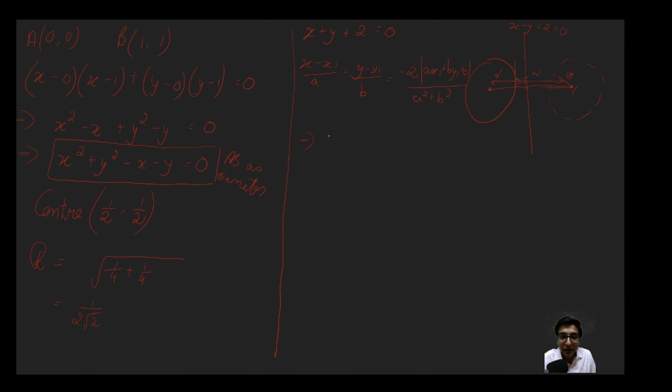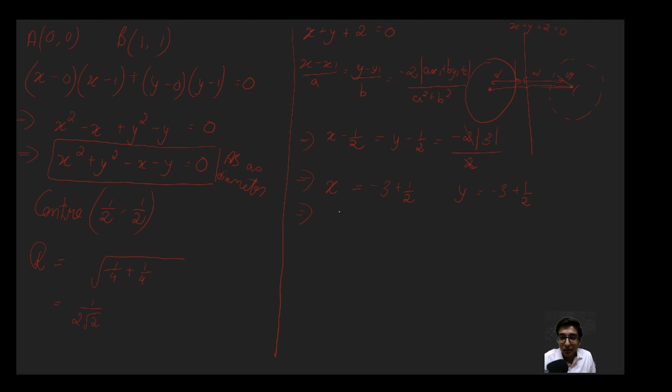Center is half comma half, so we get x minus half. A is our 1, this is equal to y minus half. B is also 1, minus 2 times of ax1 plus by1. So half plus half makes it 1, 1 plus 2 makes it 3 upon a square plus b square. So this becomes 2. 2 and 2 gets cancelled. So what do we get x to be? X is our minus 3 plus half, and y is our minus 3 plus half.